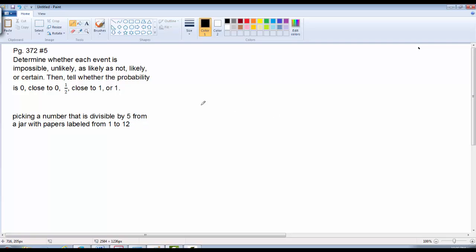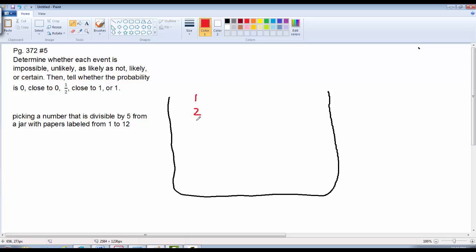Okay, so I'm going to start off by making a jar. So let's make our jar, and inside of our jar we're going to put some numbers. I'm going to put the numbers from 1 to 12. So I'm just going to put that in there real quick. So we'll go 1 through 6, and then 7 through 12. Okay, and then over here it says divisible by 5.